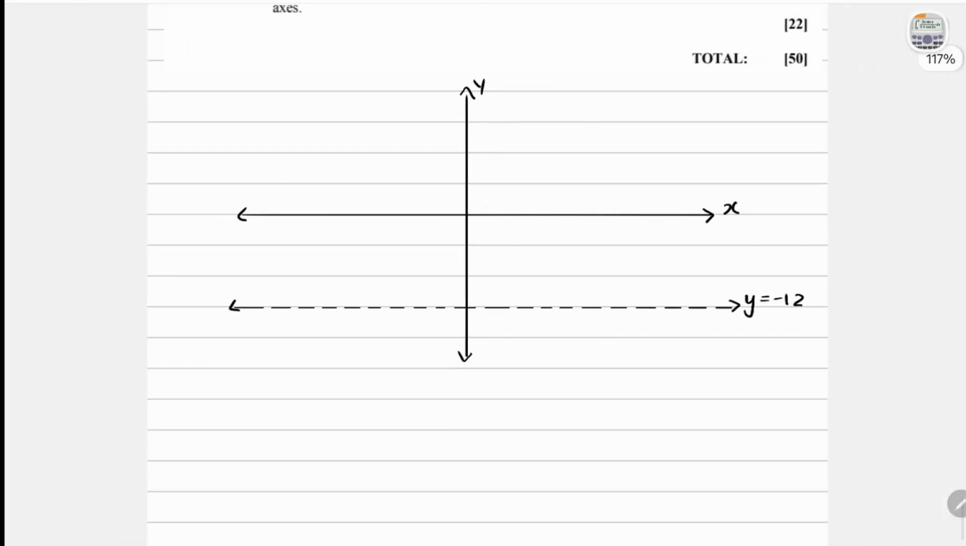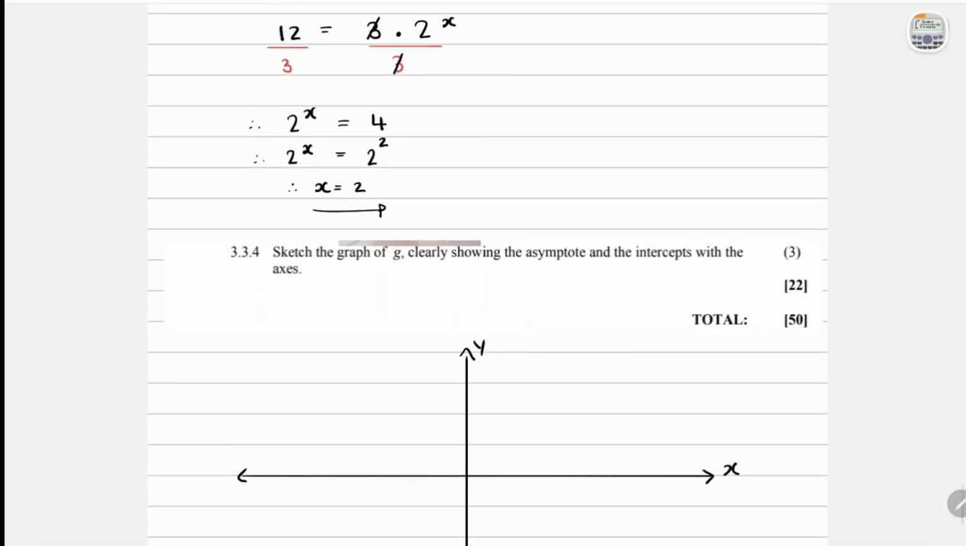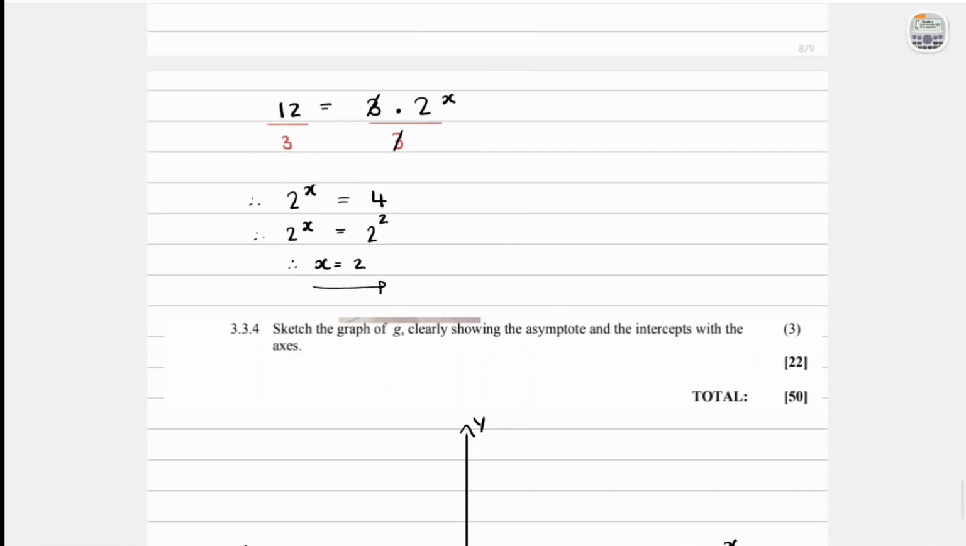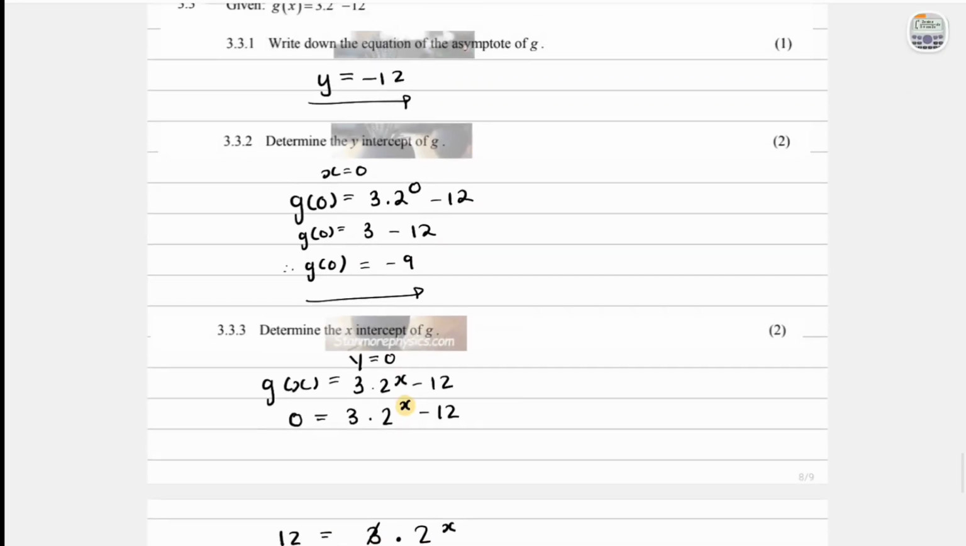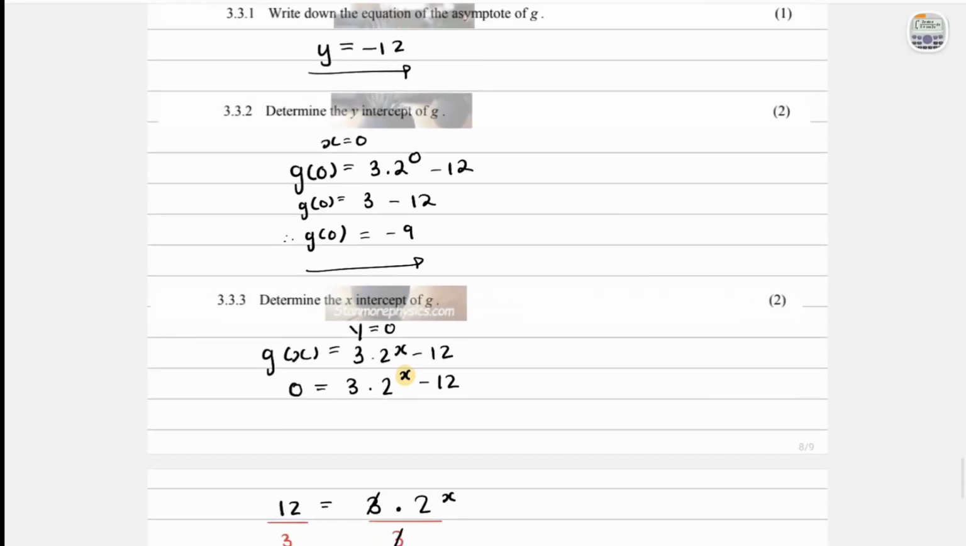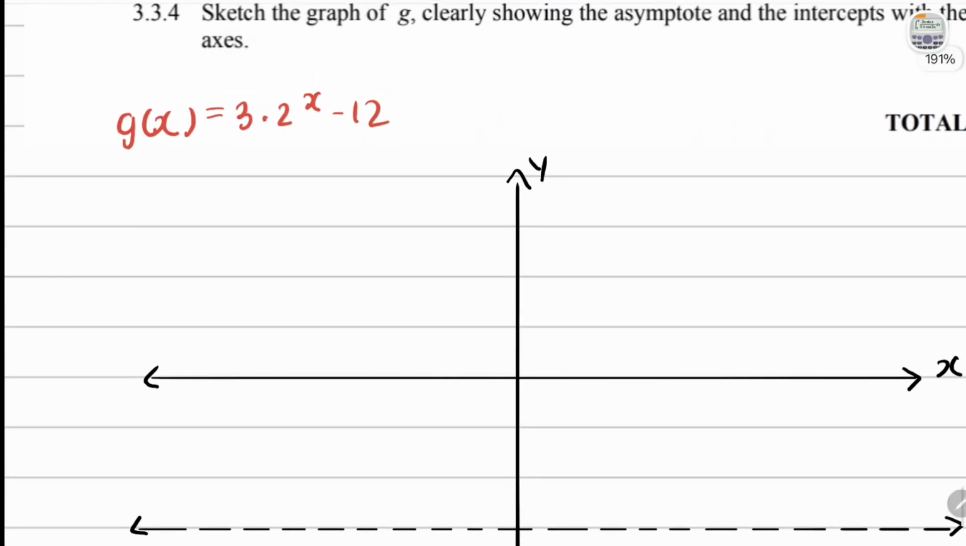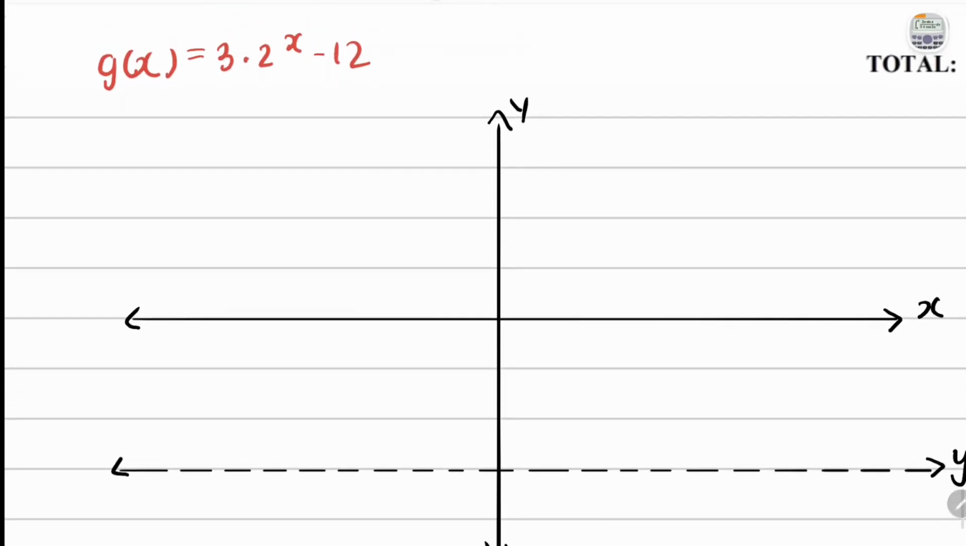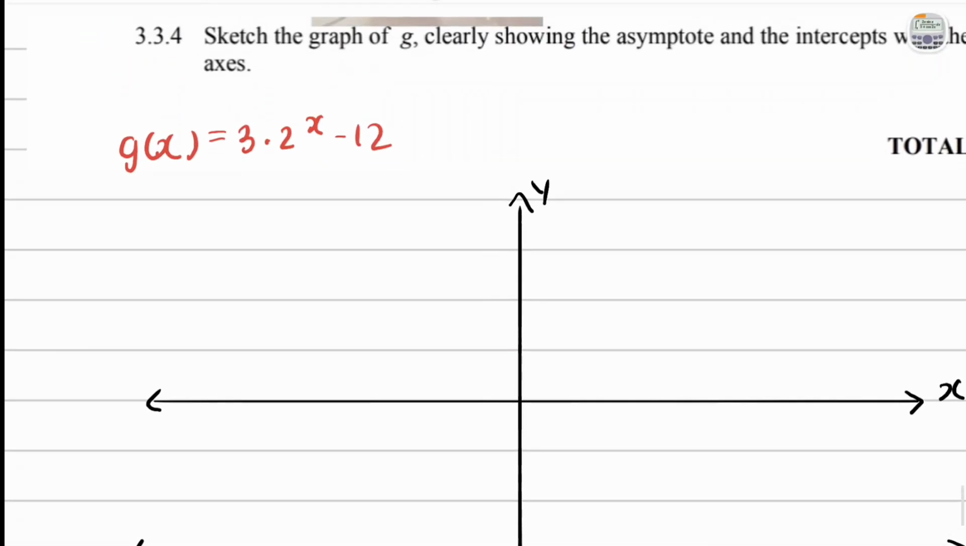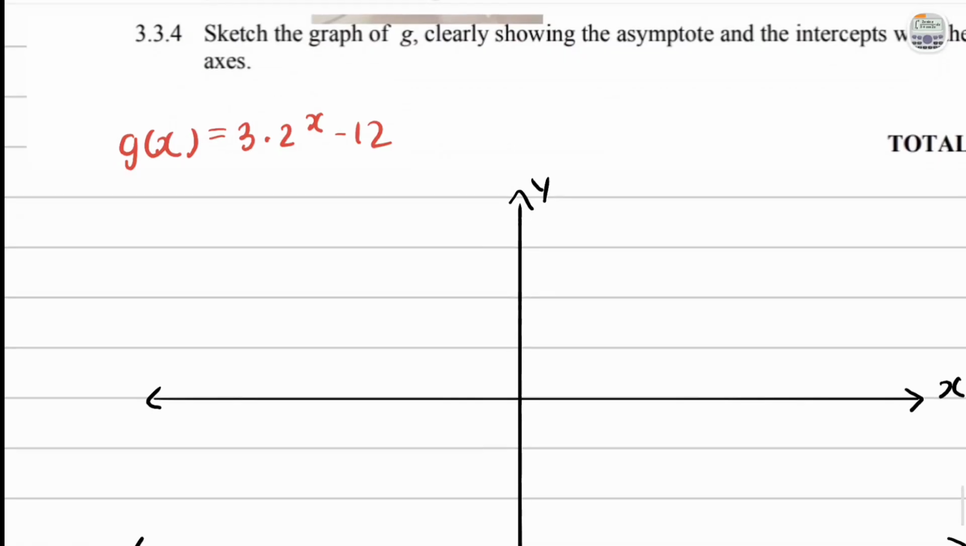And now that we have done that, the next thing to do is consider the shape of this graph. So the graph was called g of x is equal to, and I think I should just put it here, 3 times 2 to the power of x minus 12. We already got the minus 12 part down, but you need to think about the shape of it. And when I say the shape of it, I mean, is it above the asymptote?